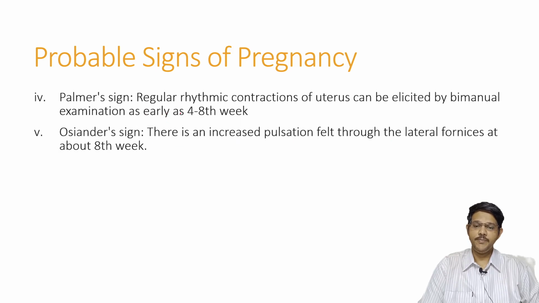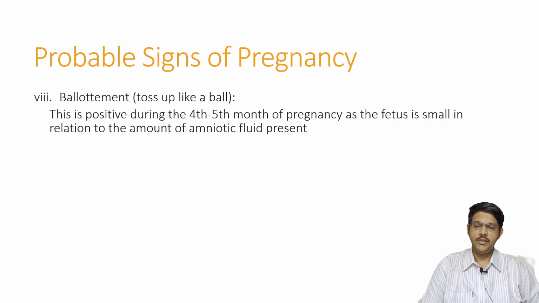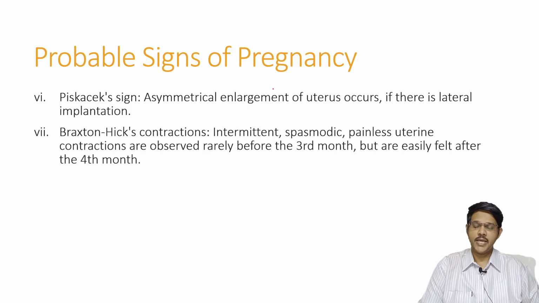Next, Palmer's sign. In this, there is a regular rhythmic contraction of the uterus, which can be elicited by bimanual examination as early as 4 to 8 weeks. Then Osiander's sign. There is increased pulsation felt through the lateral fornices from the vagina about the 8th week. Then there is Piskacek's sign. In this, there is asymmetrical enlargement of the uterus if there is a lateral implantation. And there are Braxton Hicks contractions. So this is the very commonest sign.